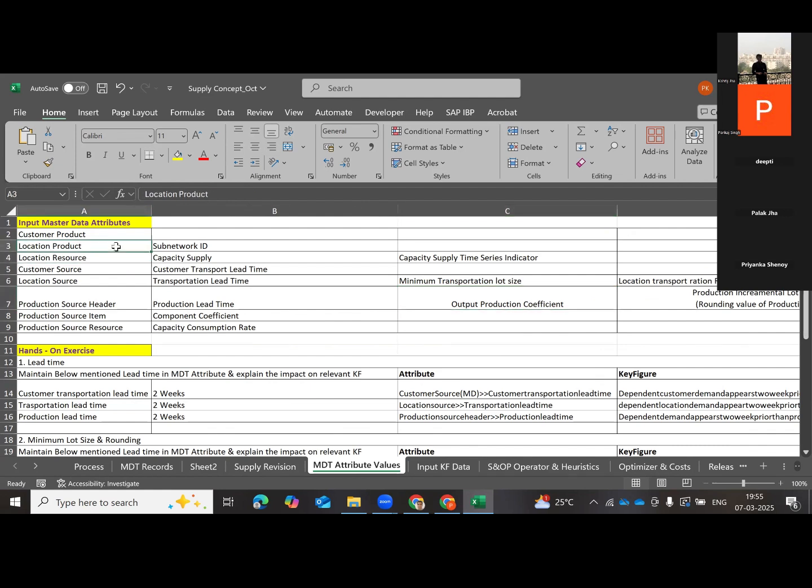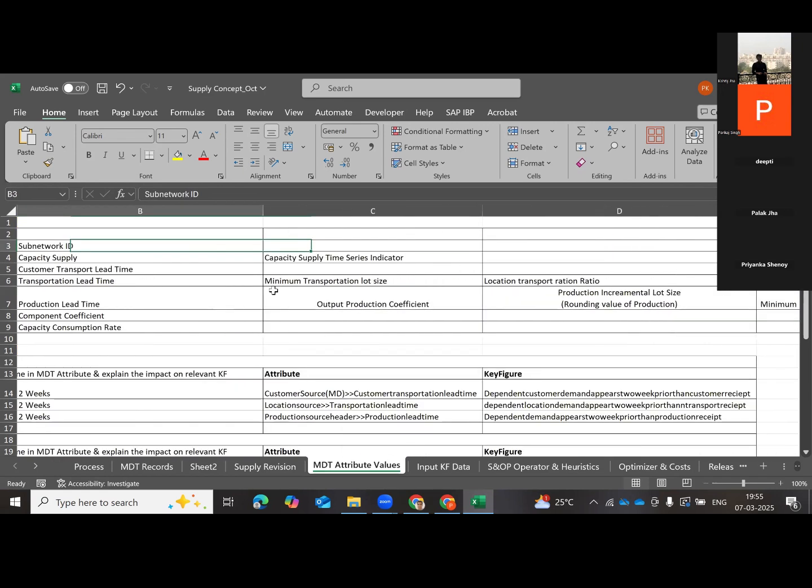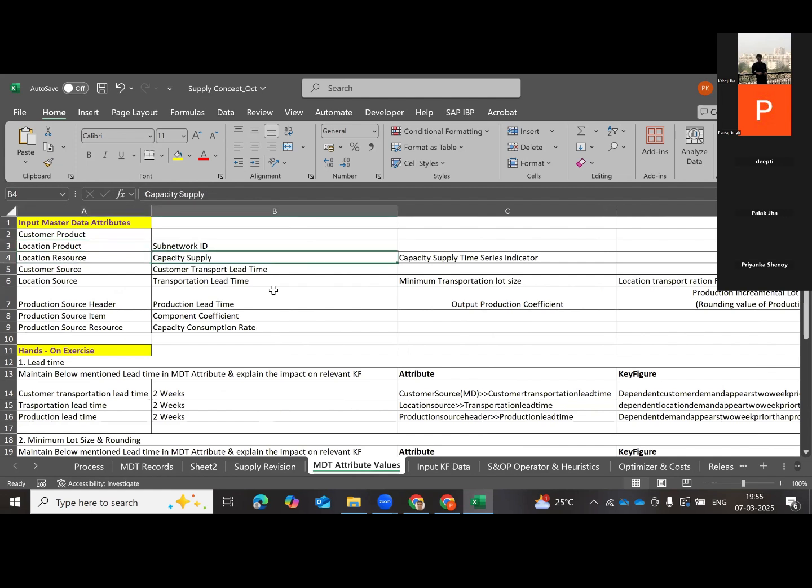So, for example, if there is a location product, in the location product, along with the location and product, a subnetwork ID is the important attribute from supply planning perspective. There is nothing more that I have noted here. For location resource, there is a capacity supply attribute and then capacity supply time series indicator. So these are the important attributes.